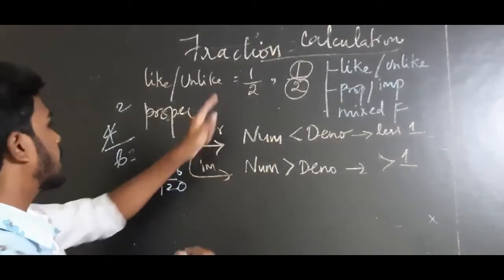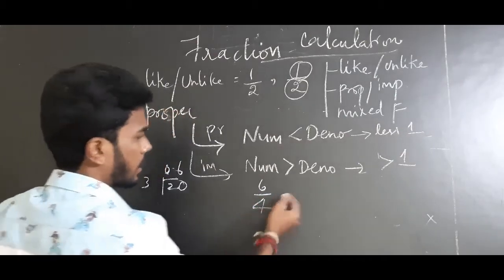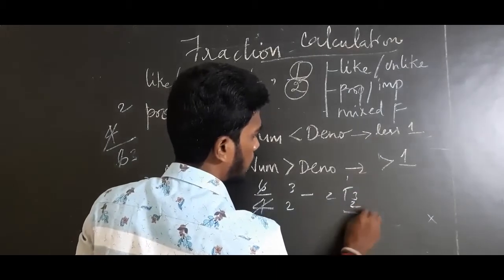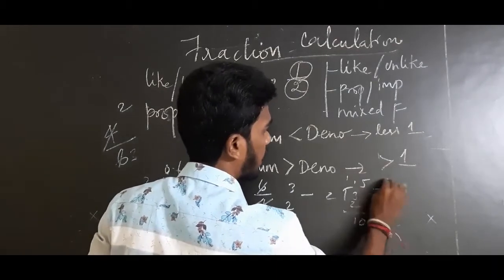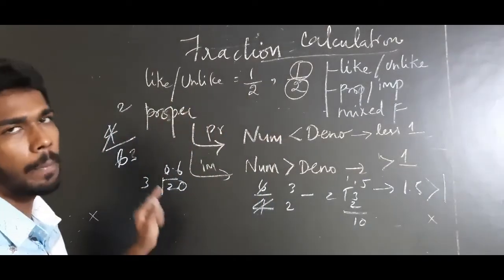If the numerator is greater than the denominator, for an example, 6 divided by 4, the denominator is lesser. So 3 by 2. Now you see 3 by 2, 2 1s are 2, 1.0, 1.5. The answer is going more than 1. So this is called an improper fraction.